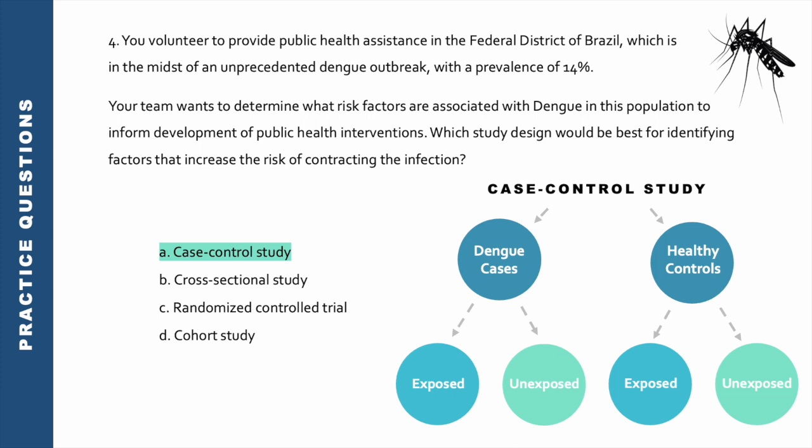A randomized controlled trial isn't a good option in this scenario because it wouldn't be ethical to randomize people to different possible risk factors and then follow them to see who gets the infection. For example, if you suspect that working outdoors near standing bodies of water may increase the risk, it wouldn't be ethical to then randomize some people to work as rice farmers or to spend time outdoors every day near wetlands.